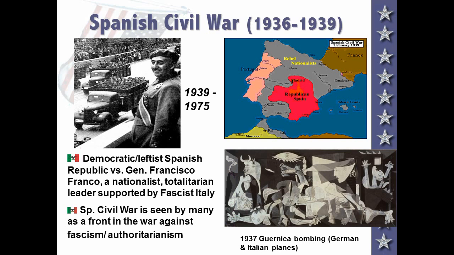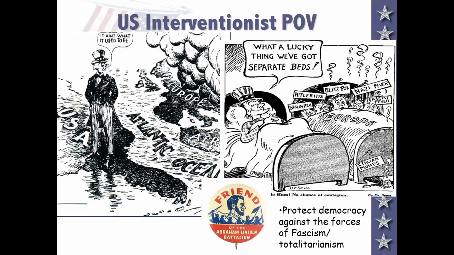Franco is eventually going to win. These dates that you see up here, 39 to 75, are how long Francisco Franco is in charge of Spain, from 1939 until he dies in 1975. It's one of the longest ruling leaders in the modern world. Spain is going to remain neutral but kind of fascist allied during World War II. So when people talk about the spread of fascism across Europe, Spain is another area where we see that happening.